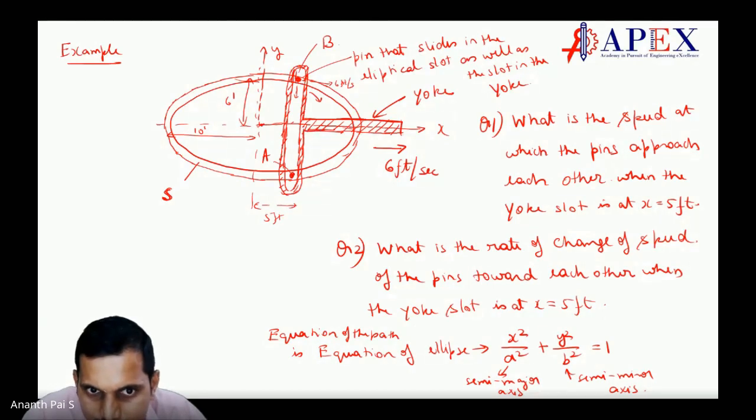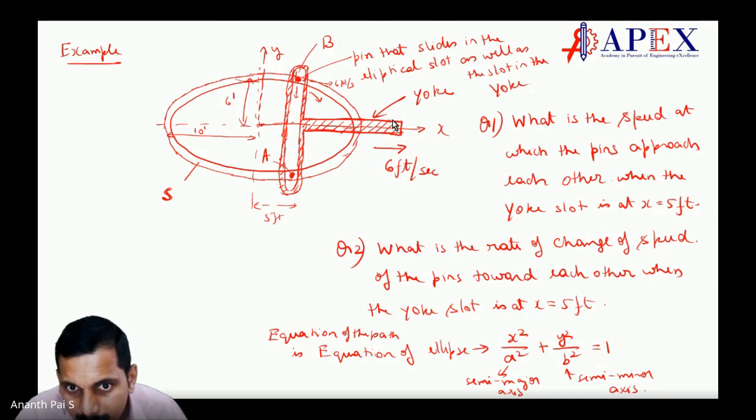So here this yoke, which I'm putting in bold now, is moving to the right side. When it is moving to the right side in this direction, this pin also has to move like this, is it not?